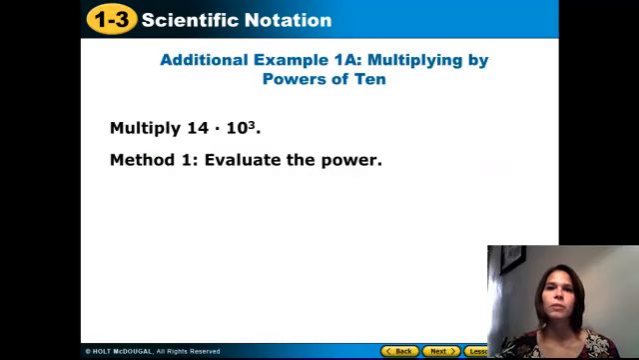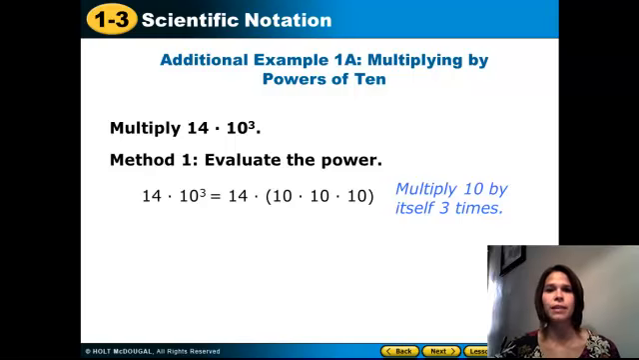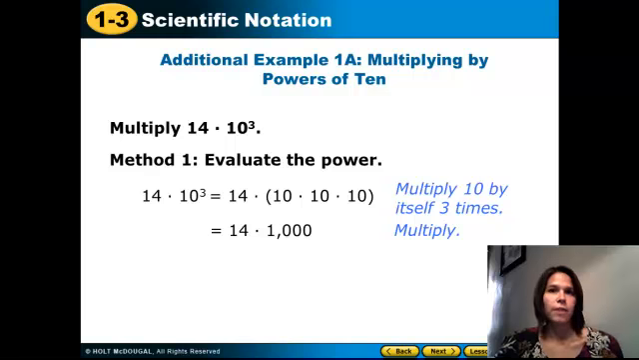I can also multiply using powers of 10. 14 times 10 to the third. The first method, I'm going to evaluate the power. Multiply 10 by itself 3 times. That's going to give me 3 zeros after the 10. So I've got 1,000, and now I can multiply that by 14. It's just 14 followed by however many zeros there are, because the 14 times the 1 in the 1,000 is still 14, followed by the 3 zeros.